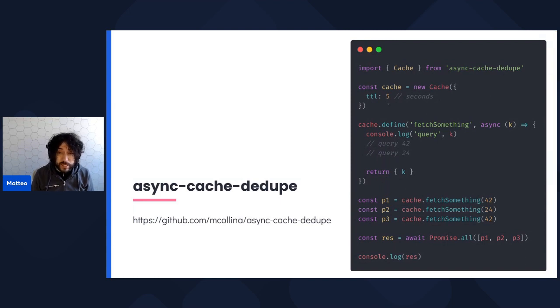You can just create it and specify your TTL if you want. You can define your operations, and then you call. There is a little bit more to it, and there is a lot more in the APIs and in the README, but it's great. So we can dedupe all the things. It's really powerful.